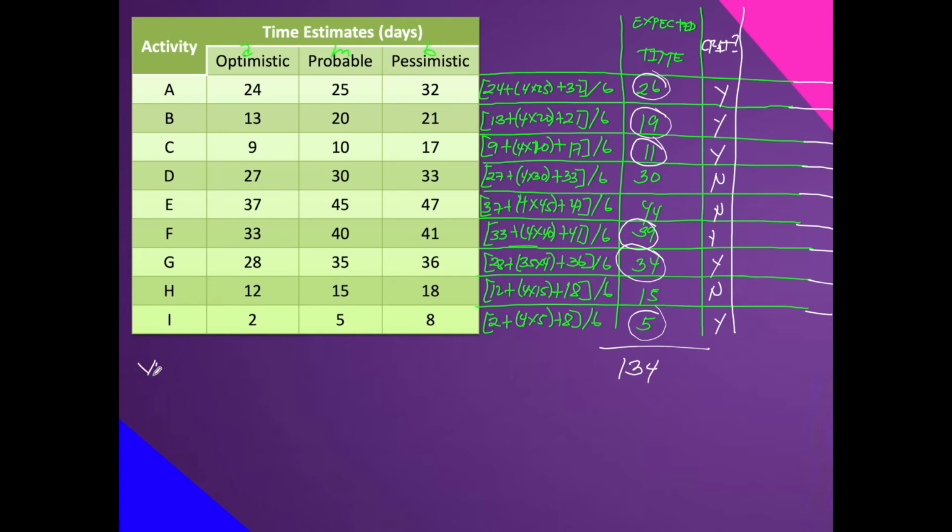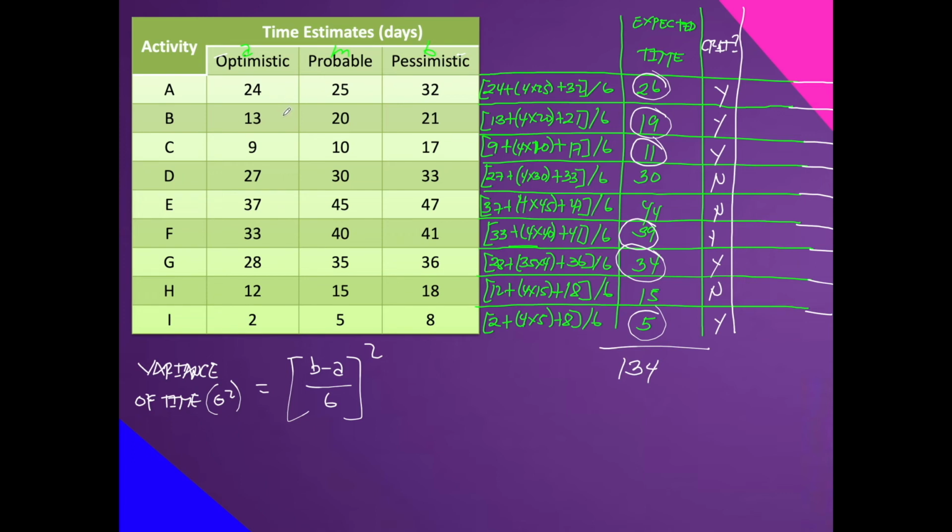Variance of time, or this is sigma squared. This is actually B minus A, the pessimistic minus optimistic over 6 squared. So, this minus this over 6 squared. Now, this is the formula. Guys, if you want to do it yourself, you can. But here I won't go through each one because we lack space. Let's go direct to the calculator. So, we have 32 minus 24 over 6 squared.